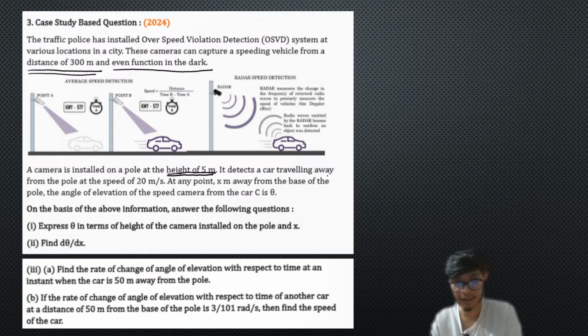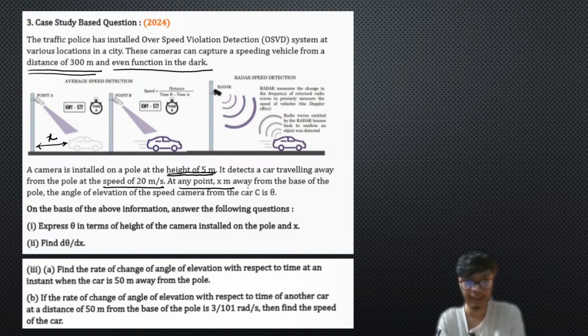And it detects a car traveling away from the pole at a speed of 20 meters per second. The diagram is also given here just to explain what the question means. Now at any point x meters from the base of the pole, where the camera is installed, the angle of elevation of the speed camera from the car.